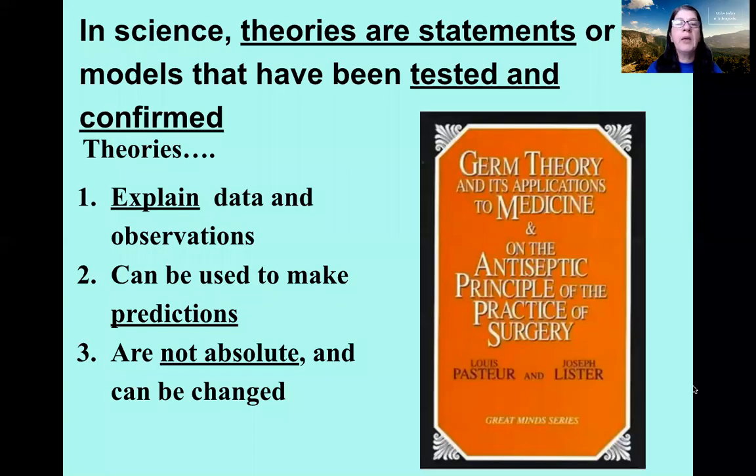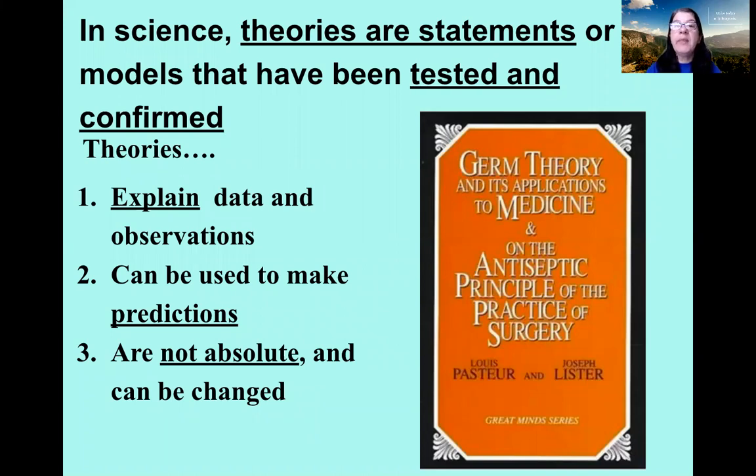All right. So I would like to remind you something that you already know, but just to be clear, in everyday language, theory is really a hypothesis, a guess. But in science, theories are statements or models that have been tested and confirmed. And theory is just like a level below a scientific law, like the law of gravity. So theories are not absolute and they can change, they can be modified.